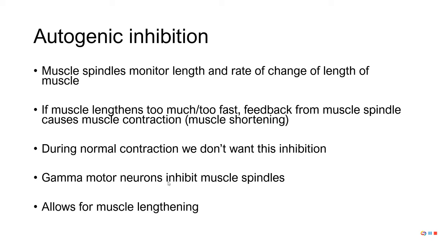muscles are allowed to lengthen. So the muscle spindle normally causes activation of a muscle, and when we activate a muscle, it gets shorter. But when you're just going around doing your normal thing, you want your muscles to be able to lengthen so you can have some movement. And so those gamma motor neurons inhibit the spindles so muscle lengthening can occur. We call this autogenic inhibition.